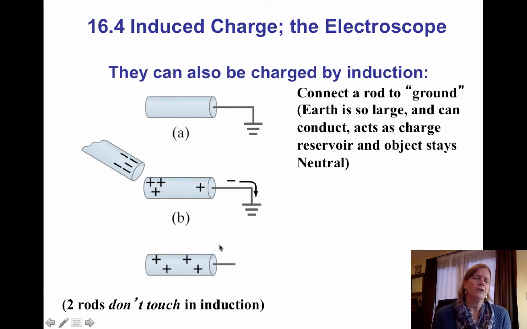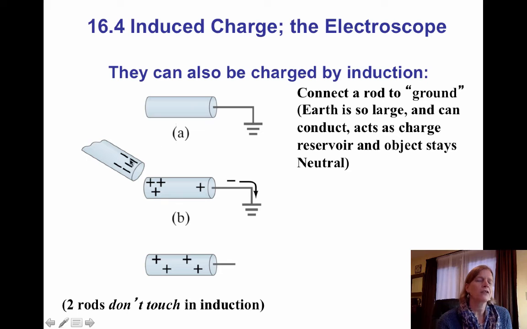All right, in contrast, a little more involved is induction. We start out with a neutral rod again, and it's connected to ground. There's a wire here connecting it to what we're going to call ground. You can imagine burying the wire in the earth, and the earth is so large and can conduct that it acts as a charge reservoir, so an object stays neutral. We have a neutral object connected to ground, so if there were any excess positive or negative charge, it would just interact with ground and stay neutral.